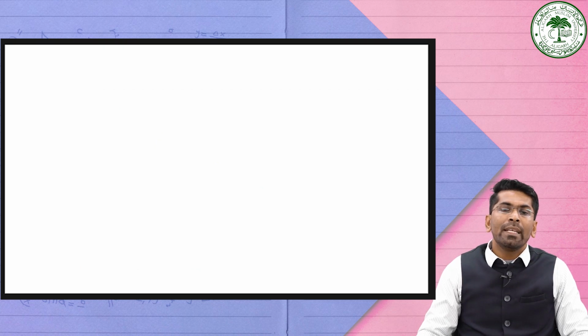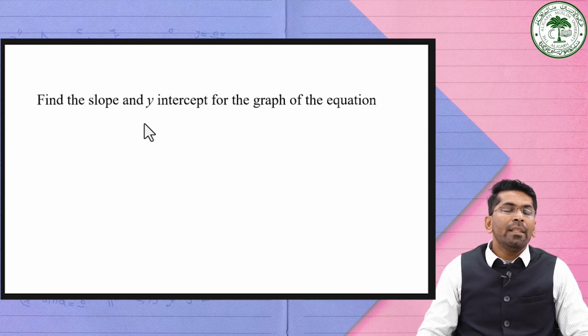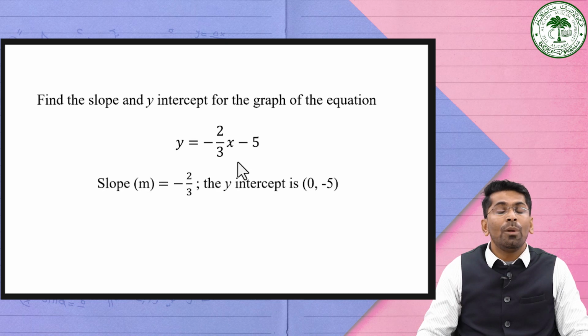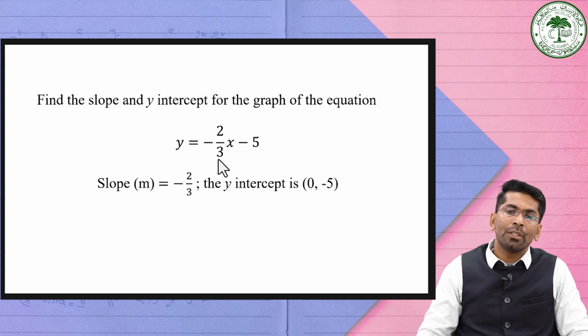Now let us consider one example. Find the slope and y-intercept for the graph of the function. Here the given linear function is y is equal to minus 2 by 3x minus 5. This is in the format of y is equal to mx plus b. The coefficient of x is minus 2 by 3, which is nothing but the slope. So minus 2 by 3 is the slope of the given linear function.